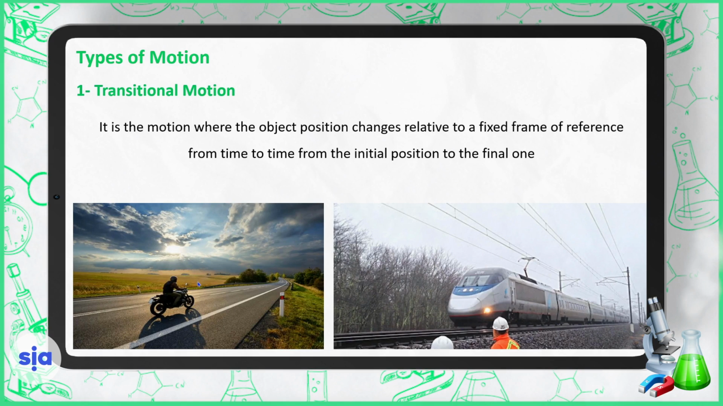This bike will move relative to a fixed frame of reference and from time to time from an initial position to a final one. This train also has the same type of motion, transitional motion. Transitional motion is the motion where the object position changes relative to a fixed frame of reference from time to time, from the initial position to the final one.